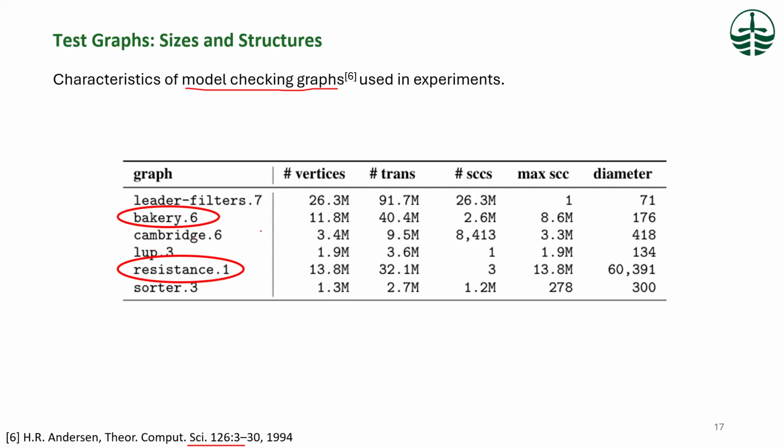In this example, each row shows the number of vertices or nodes for each graph, and the number of transitions, or edges. It also shows the number of SCCs in that graph and the maximum SCC size. For example, in the leader filter graph, the maximum SCC size was 1. So that means it has 26.3 million nodes, and all of these 26.3 million are SCCs. It also describes the diameter.